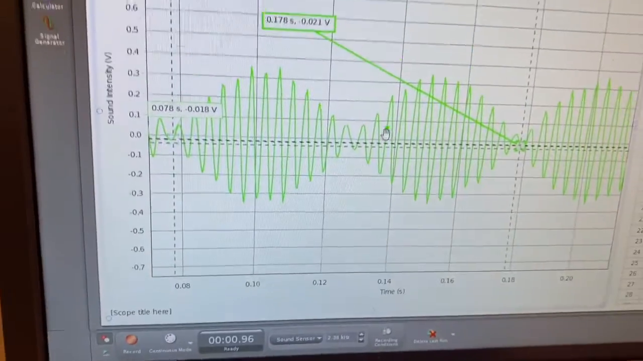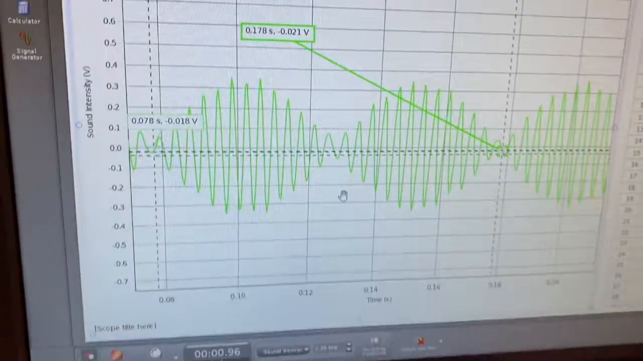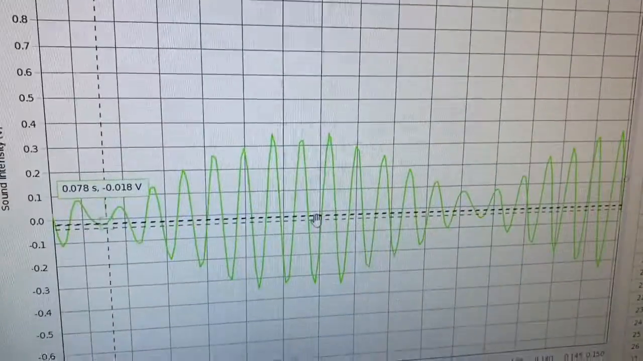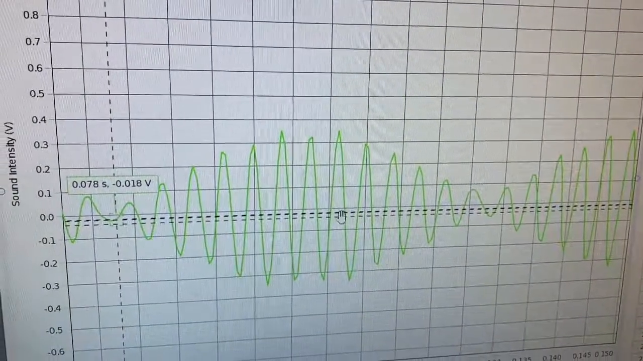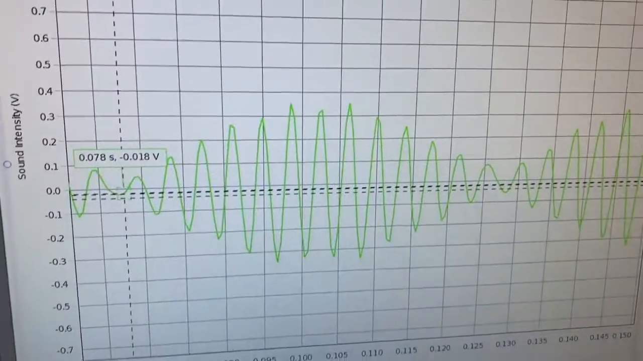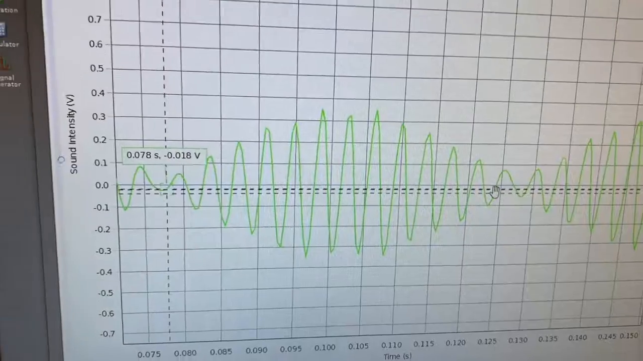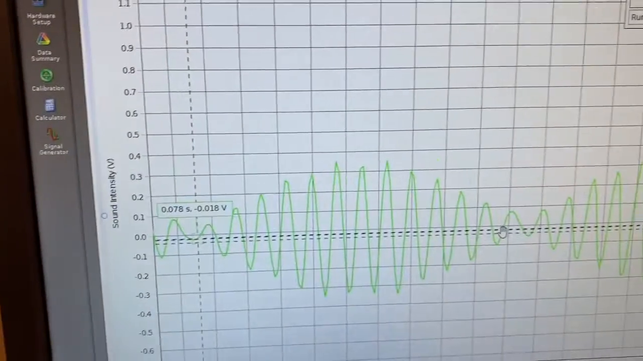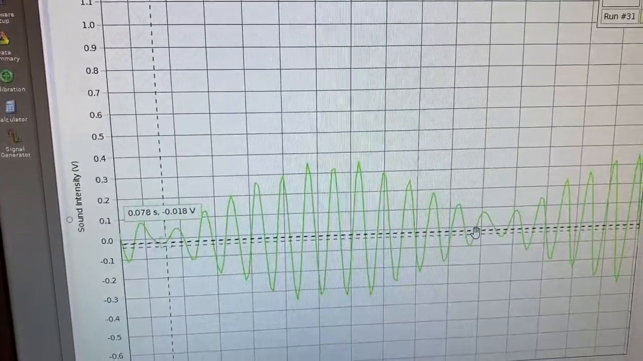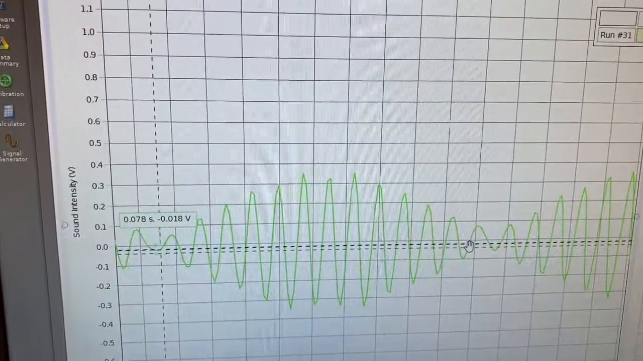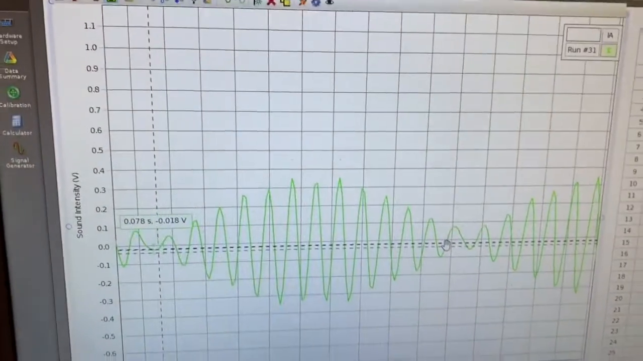Okay, now I'm going to calculate the frequency of this resultant wave. To do that, I have to get the period of one of these signals. To get a more accurate value, I'm going to count 10 waves and get the time for 10 periods, and then from there I'm going to calculate the frequency. So in the data table you will have all this data, so you can do the calculations.